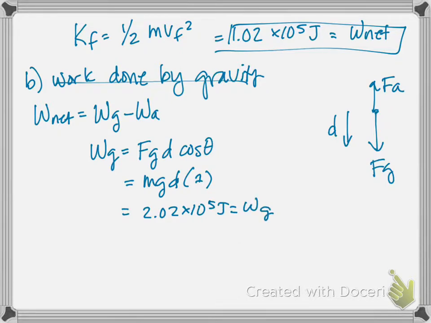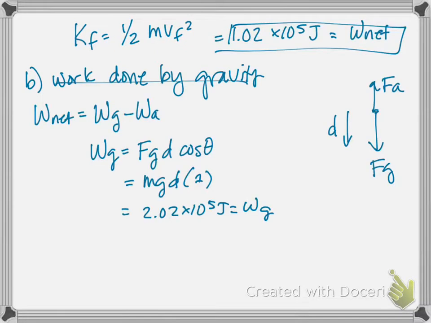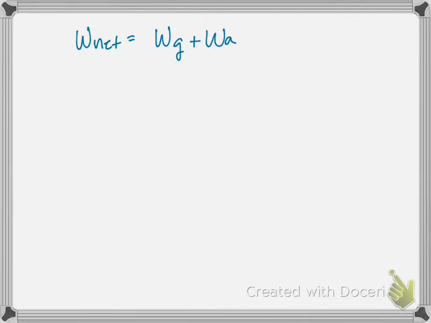So to find the work done by air resistance, I'm going to write this again. The net work is equal to the work done by gravity plus the work done by air resistance. And I want to come back here to this right here. That should be a plus. Okay. The net work is the work done by gravity plus the work done by air resistance. If the work done by air resistance is negative, which is where we're going, so be it. Okay, so back here. To find the work done by air resistance, we have the net work minus the work done by gravity.